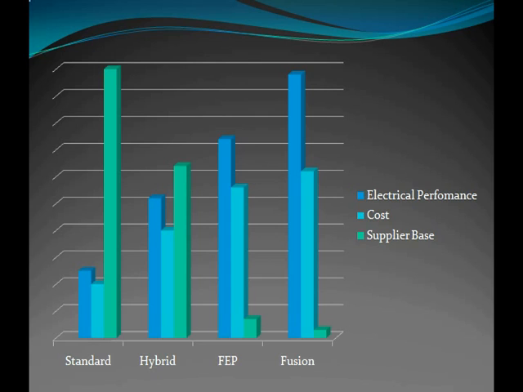Lastly, you can see the green bar, which represents the available supplier base by lamination method. Nearly all PCB suppliers offer standard lamination. Fewer suppliers offer hybrid lamination. Only a small number offer FEP bonding, and only a few PCB suppliers in the U.S. offer fusion bonding.